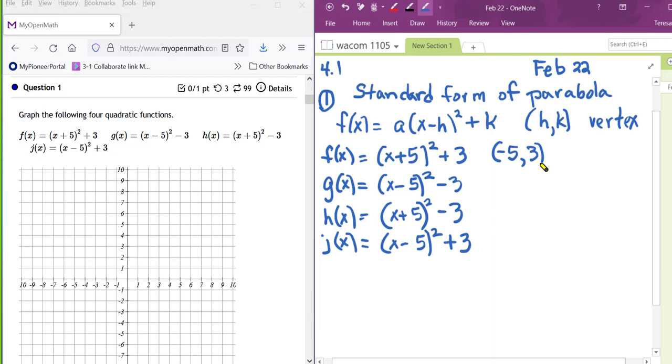To graph it, I need the vertex and one other point. So what we're going to do is just plug in here. And you notice 5 squared is going to give you 25. It's going to get really big. So we want to put something negative so that this won't get so big. And I think I put a -4. You could pick anything, but you want it, when it's squared, not to be so big. So if I plug in a -4, this will be our one other point.